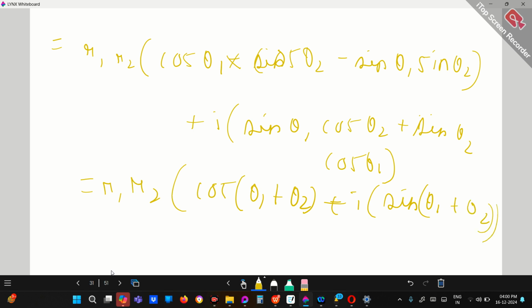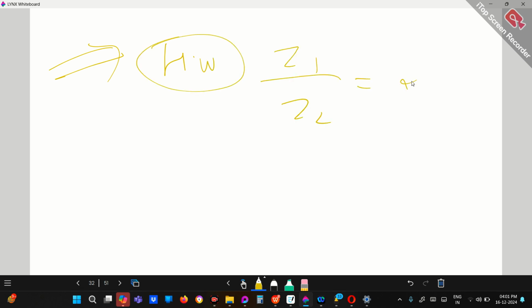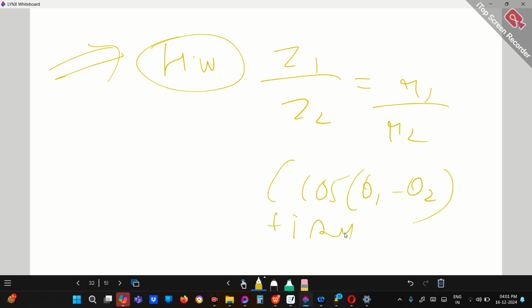Next proof, I think I will leave it as homework for you. I cannot write out all the proofs. The homework is to prove that z1 by z2 is equal to r1 by r2 times cos of (theta 1 minus theta 2) plus i sin of (theta 1 minus theta 2). So homework for you, just do that. Next, example 2.25.